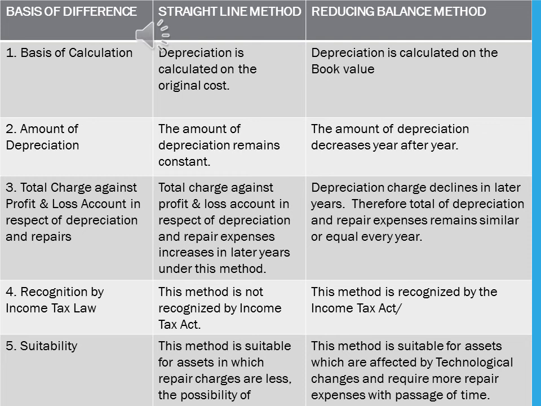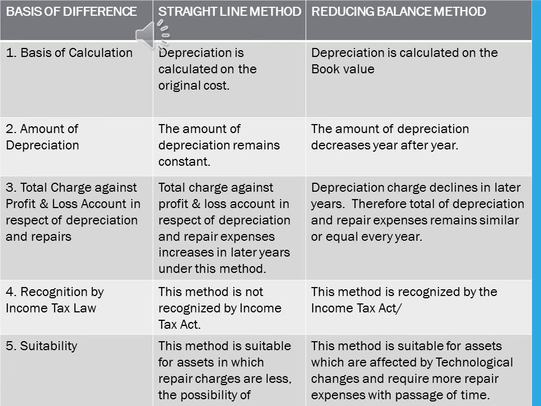The third point says that for the charges against profit and loss account in respect of depreciation and repair, under straight line method the depreciation and repair expenses increase in the later years, whereas it is not like that, it remains similar in case of reducing balance method. If we talk about recognition by the income tax law, straight line method is not recognized, whereas the reducing balance method is recognized. And the last difference as per your textbook is suitability.